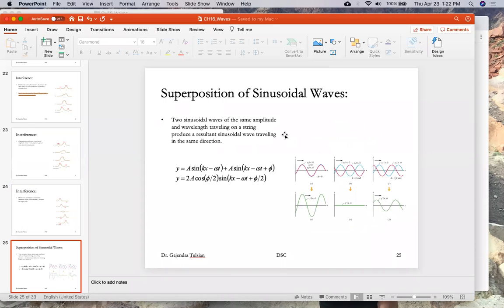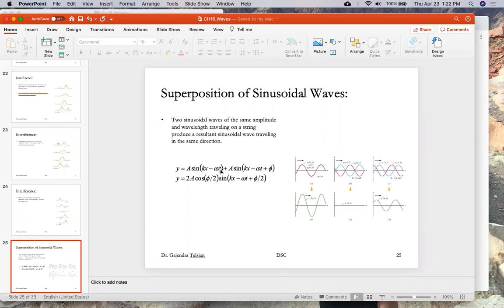Now we'll combine sinusoidal waves. So here's how it looks mathematically. Here's a sine wave. Now we're going to keep things simple. We're going to combine waves of the same wavelength and frequency, and that's what we're mostly interested in. We're also looking at waves traveling in the same direction, so both waves are traveling in the same direction.